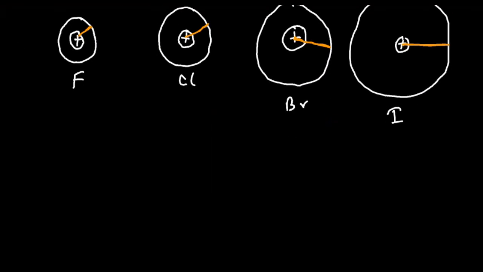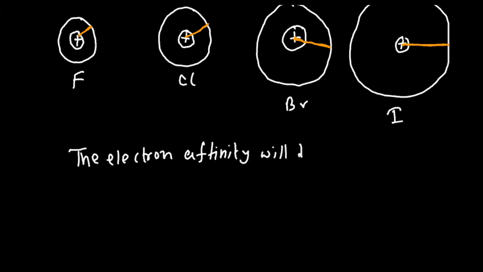What will be the result here? Due to the increase in the distance between nucleus and outermost electrons, their attraction will decrease, and hence the energy released on accepting an electron will be less. That is, the numerical value of electron gain enthalpy will go on decreasing. That is, the electron affinity, the love for electrons, will decrease down the group.